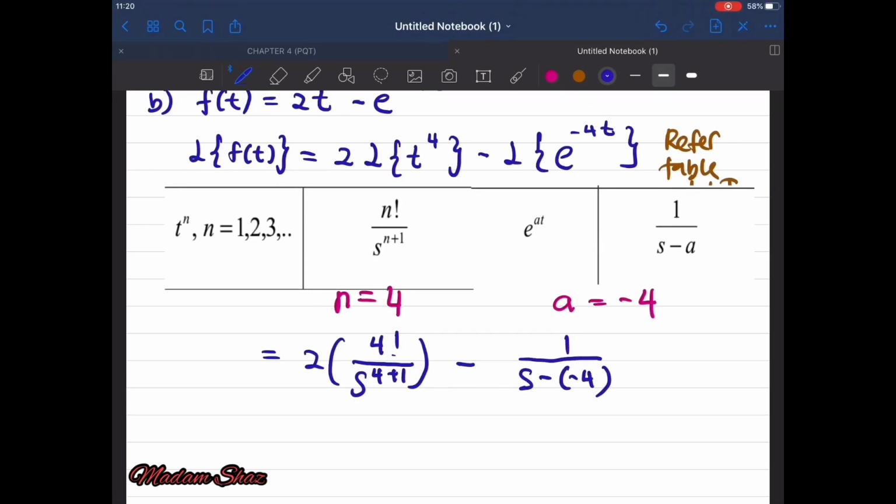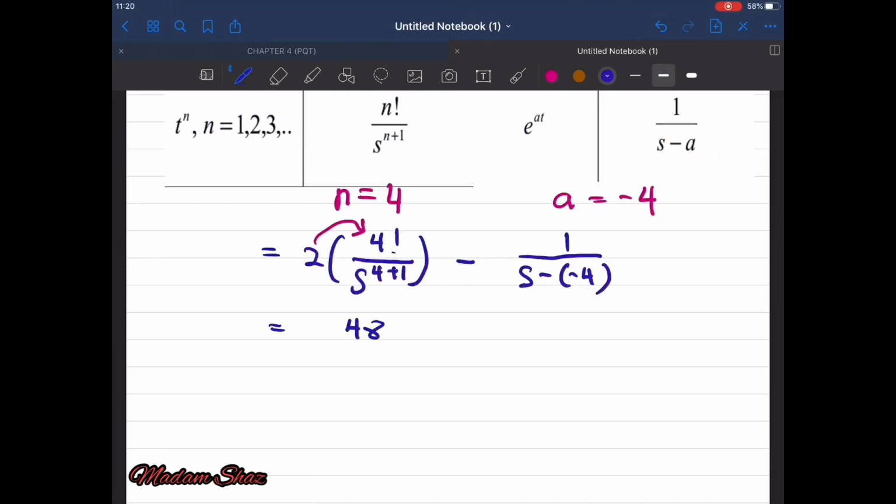So now you have to simplify the answer. 2 multiplied with 4 factorial will become 48 over s to the power of 4 plus 1, which is 5, minus 1 over s minus negative 4. So minus negative 4 will become s plus 4. So this is our answer for the Laplace transform example B.